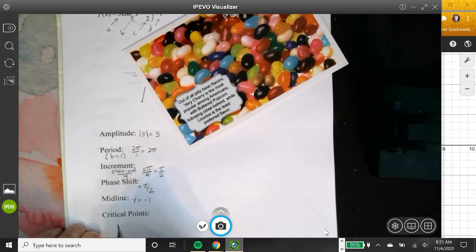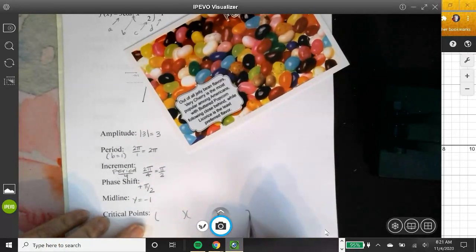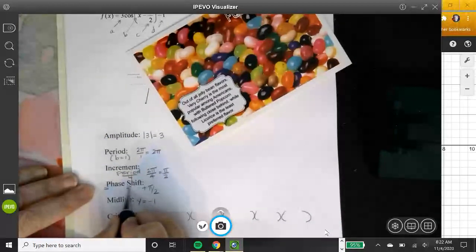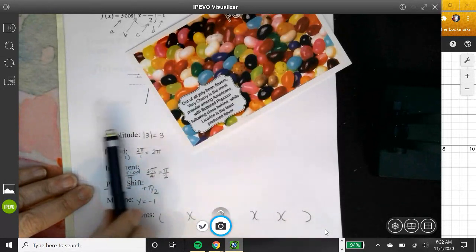And the critical points, well, where do we start? Plotting our points. Well, I like to think about the phase shift, because the phase shift is where you are in relation to the y-axis.